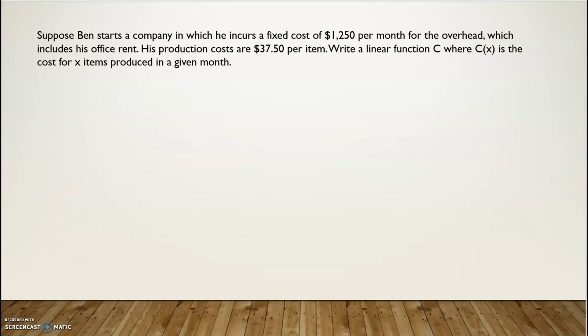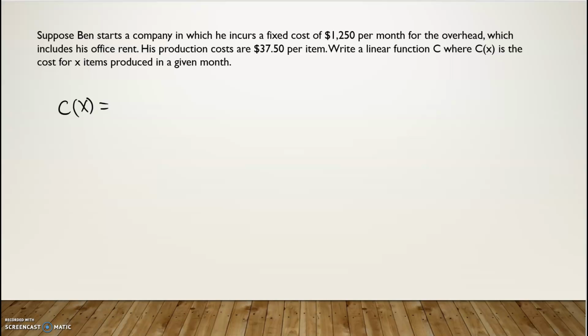All right, let's look at this one. Suppose Ben starts a company when he incurs a fixed cost of $1,250 per month for the overhead, which includes his office rent. His production costs are $37.50 per item. Write a linear function C where C of X is the cost for X items produced in a given month. Okay, so we have C of X.